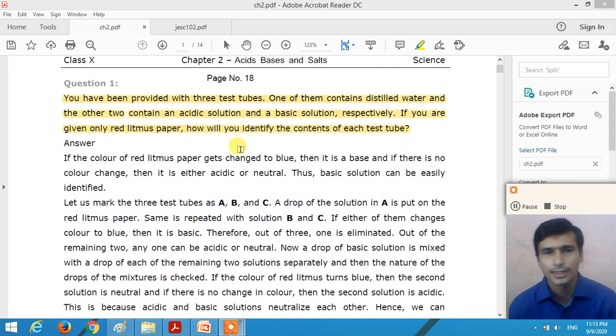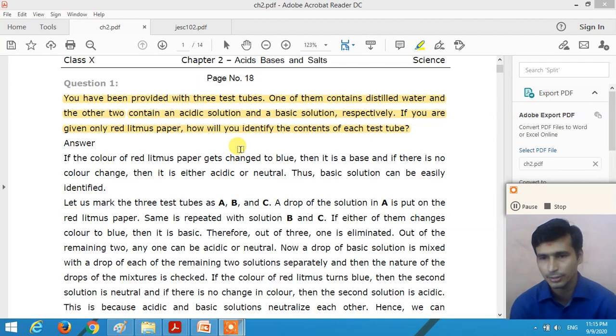So dear student, here what is given to you? Three test tubes are given to you. In one test tube there will be distilled water, in the other test tube there will be an acidic solution, and in the third test tube there will be a basic solution. And if you are given a red litmus paper, how will you identify the content of each test tube?